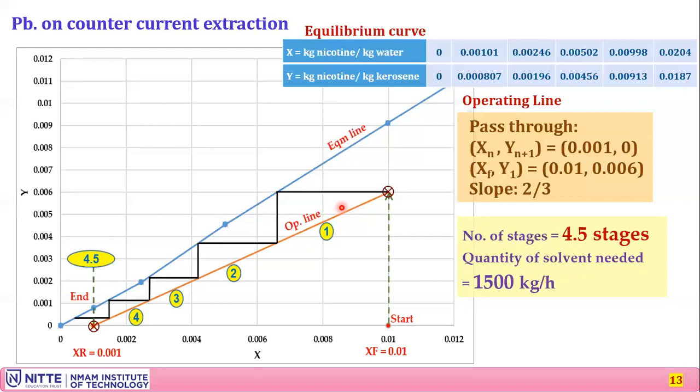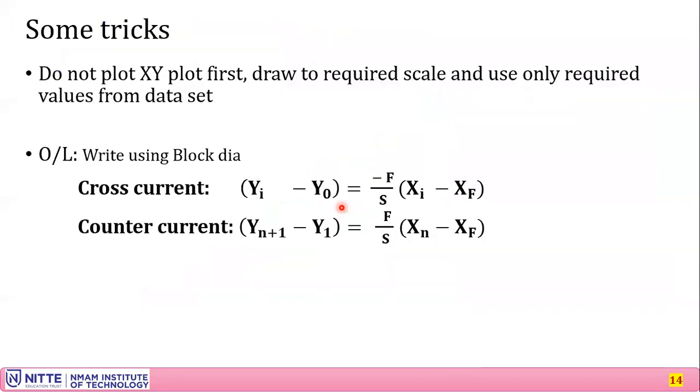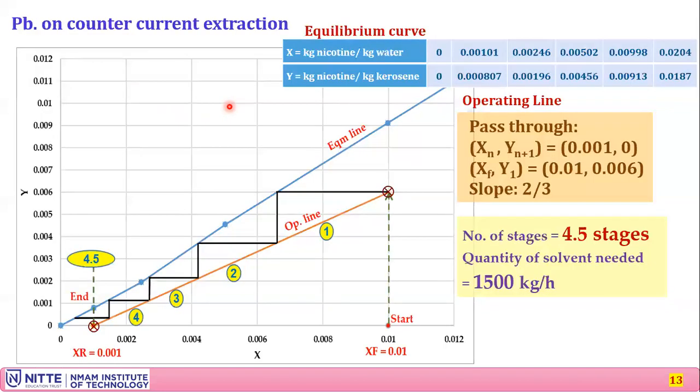So that's the end of the three types of problem, that is, single stage and two multi-stages. Some tricks I can tell you when you solve the problem. One, do not plot the XY plot first. Simply given the data, don't draw it all. Draw to the required scale and use only the required values from the data set. If you remember, I used only 3 data points earlier. Here also, how many data points have I taken? 1, 2, 3, 4, 5. That means I have not drawn all of this data.